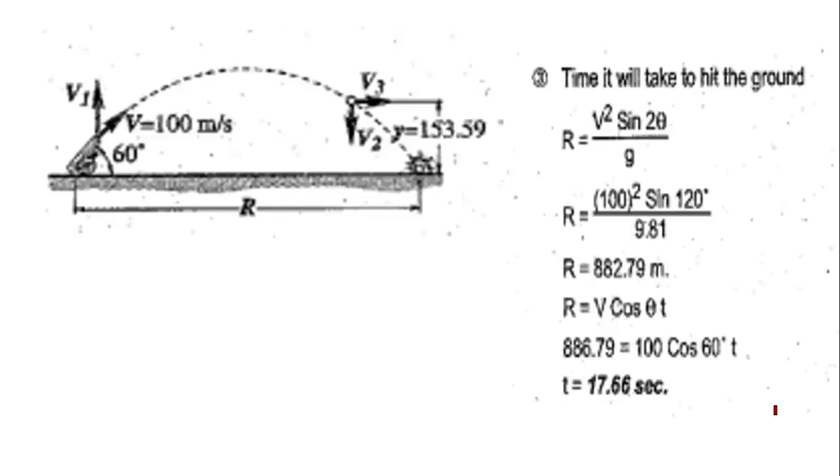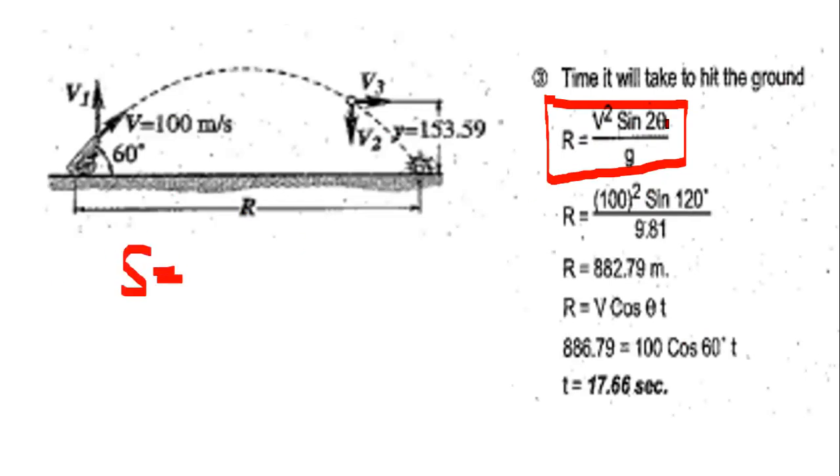Third question, the time it will take to hit the ground. There's also a formula for the range in a projectile. You can use this formula, V squared sine 2 theta over g. Again, you just have to memorize this one. Now, this one is taken also from computing S. Just have to take this one, okay? So what is R? V is 100, its initial velocity. 2 times 60, that becomes 120.